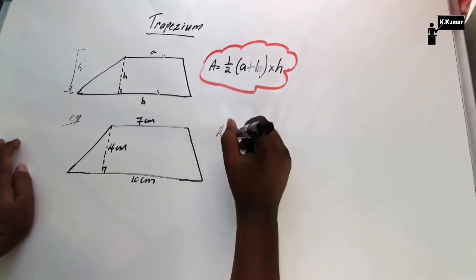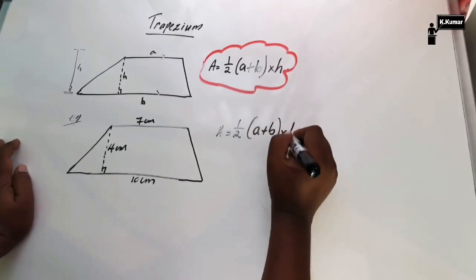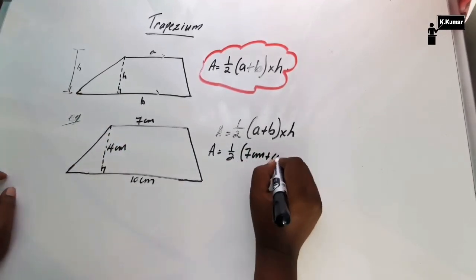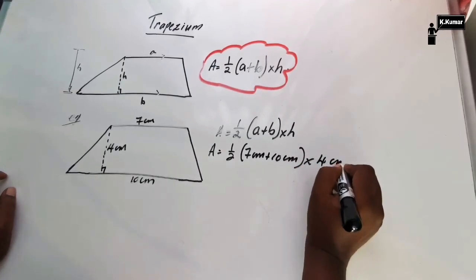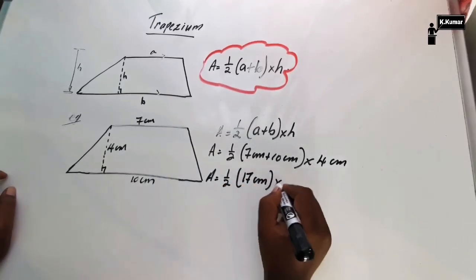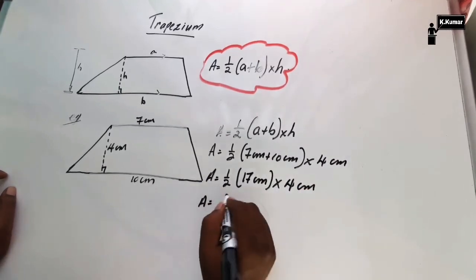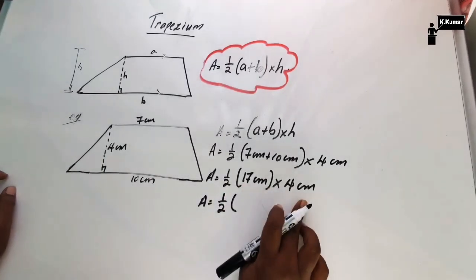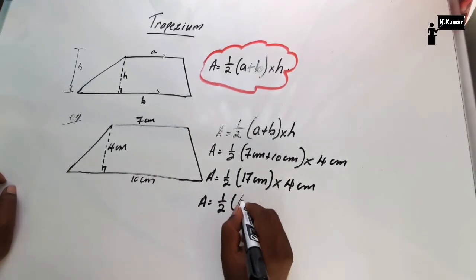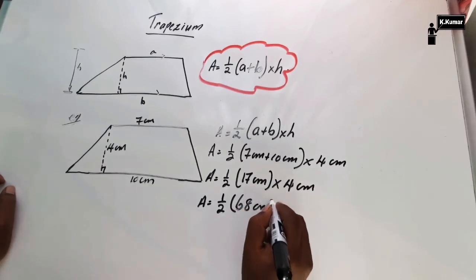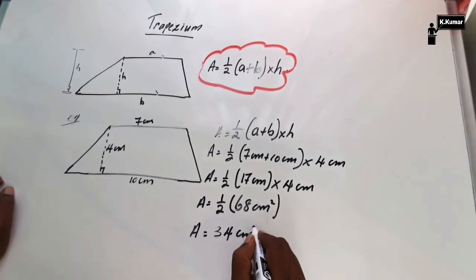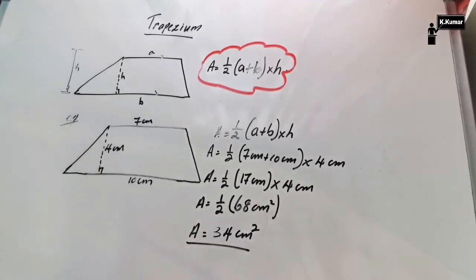So A is equal to a half of (A plus B) times H. A is equal to a half of 7 cm plus 10 cm multiplied by 4 cm. A is equal to a half of 7 plus 10 is 17 cm times 4 cm. A is equal to a half of 17 times 4, so that would be 68 cm square. So a half of 68 would be 34 cm square, and that's the area of this trapezium.